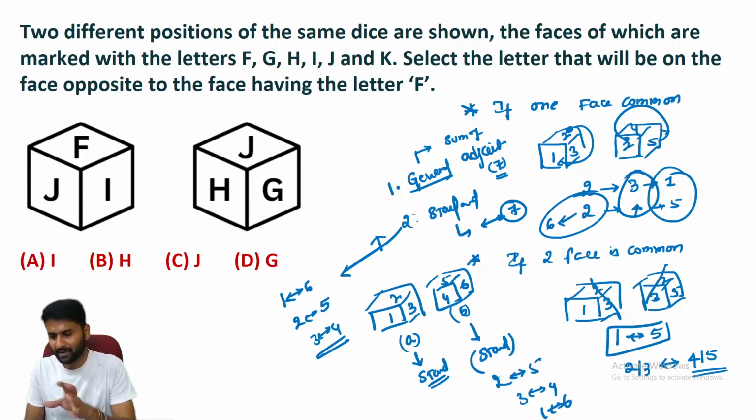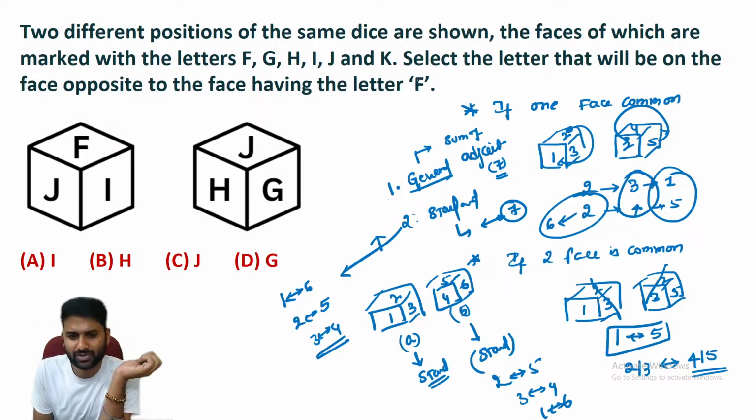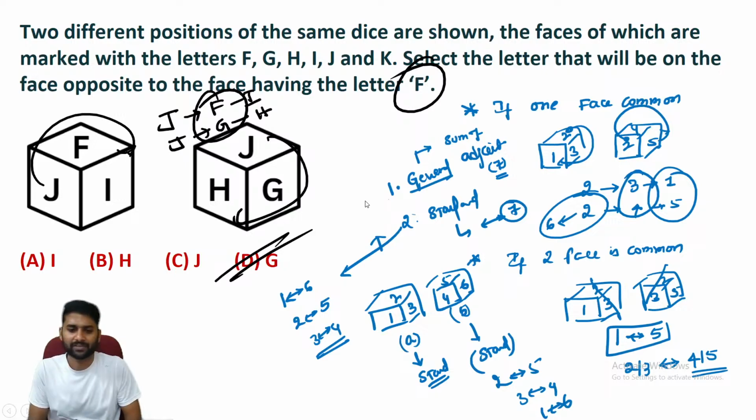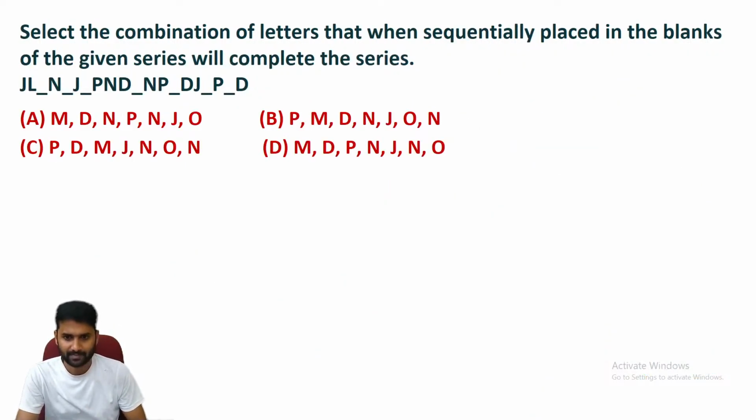Dice concept. According to this question, what is the opposite of F? Now see, here there are two dice with letters. There is one letter common here, J. Just check with the notation J, F, I. The same way J, G, H. Now you can see that F is opposite to G. Yes, G is the correct answer. Let's move on to the next one.